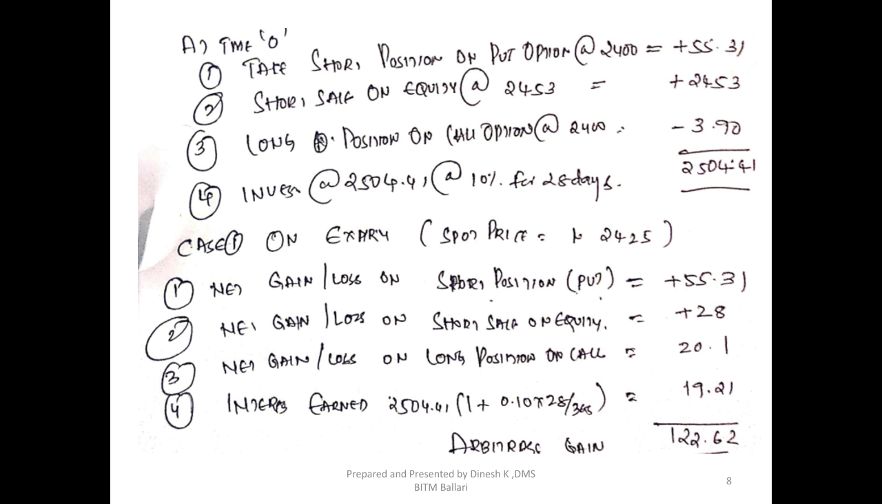Then I will take a short sale on equity at 2453, which is on my right hand side of my portfolio, which is overvalued. So I will be receiving 2453 rupees. Then I'll be taking a long position on a call at 2400, for which I need to pay a premium of 3.90. So overall, what is the leftover money?